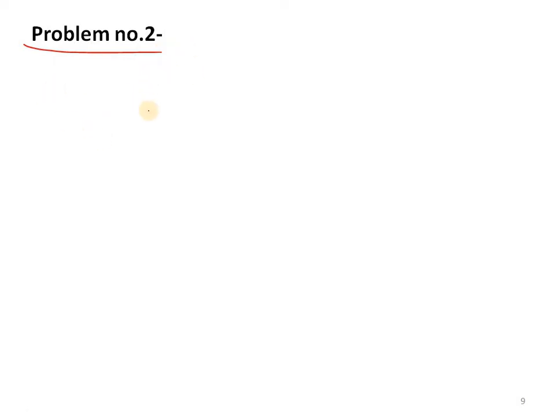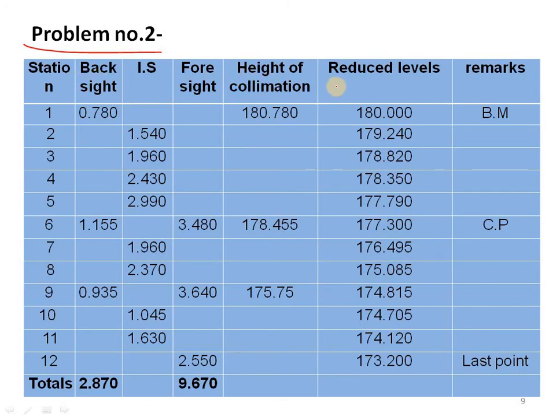Now problem number 2 is there. This is given directly as a table. In some cases the direct table will be given. Already here the reduced levels were calculated. I will be explaining how these RLs are calculated, with the same method. Here in the station column we have 12 station points in total: 1, 2, 3, 4, 5, 6, 7, 8, 9, 10, 11 and 12.